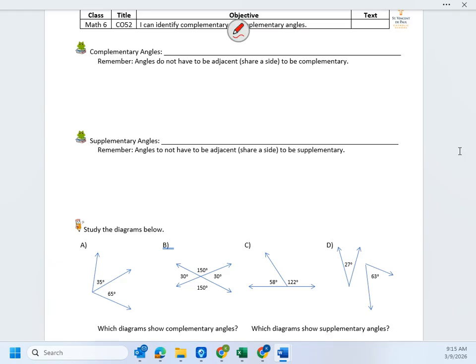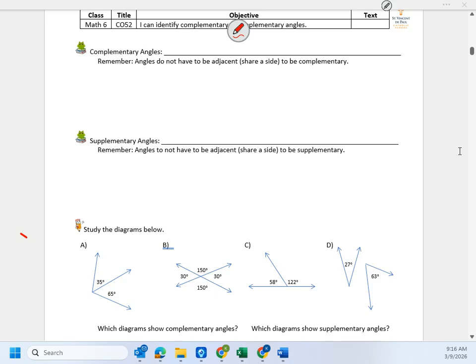Has anyone heard of complementary angles before? Fernanda, do you remember what they mean? Is it where the angles don't touch? Good guess. With complementary and supplementary angles, they might touch, they might not. It could be either way.